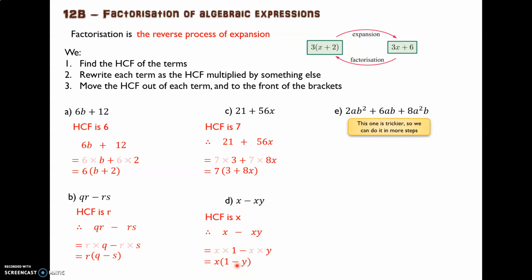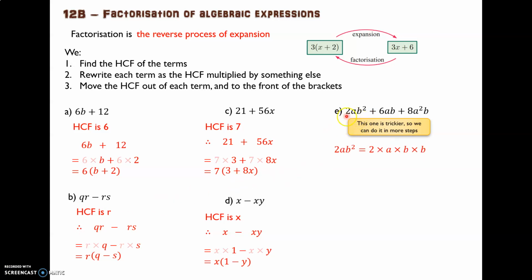Whew. This one looks crazy, doesn't it? It's got 3 terms, 2 different kinds of letters, they all have numbers. This one is a bit trickier, so we can do it in more steps. First, let's write each of the 3 terms.